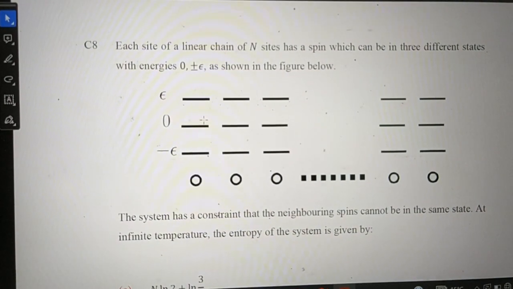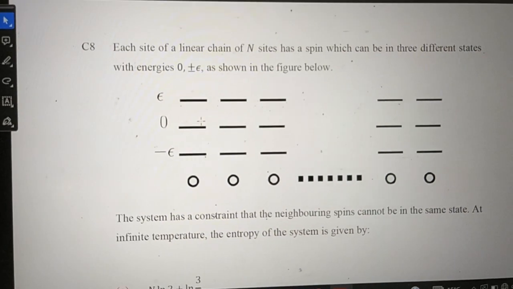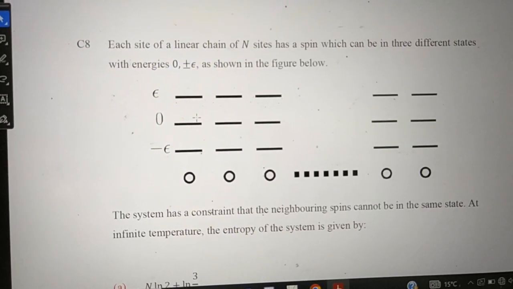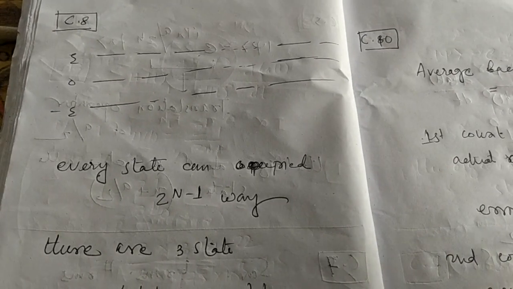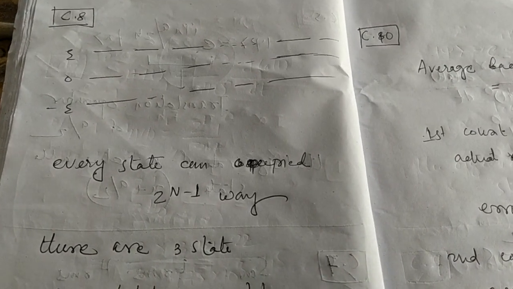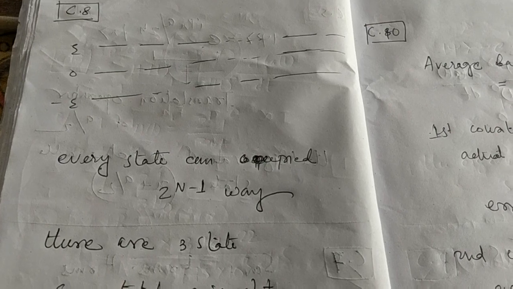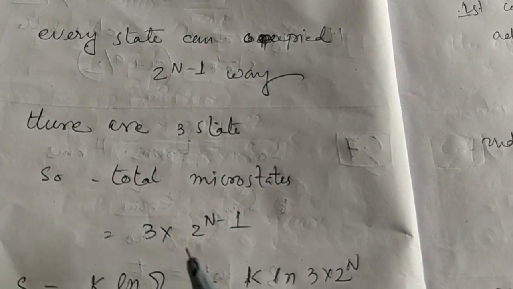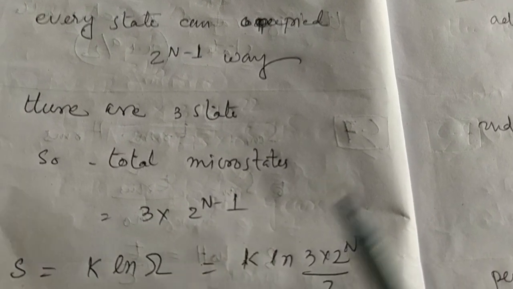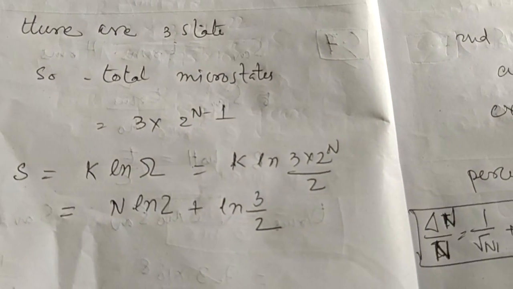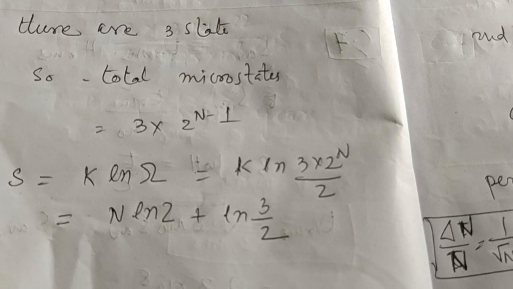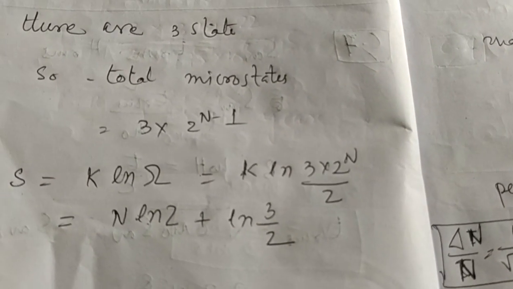Again, for this configuration, you just need to calculate the microstates. Every state can be occupied in 2 to the power n minus 1 ways. There are 3 states, so total microstates would be 3 into 2 to the power n minus 1. Now the entropy is k ln omega, where omega means microstates. So this is the result.